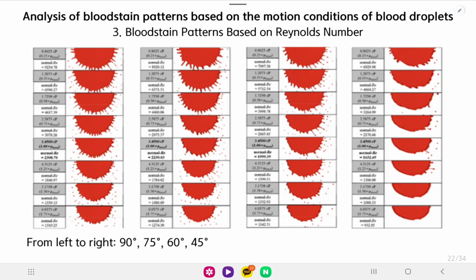Results indicated that lower viscosity led to greater spreading of bloodstains, showing a direct correlation between Rayleigh numbers and stain size. However, the occurrence of finger effects remained relatively constant across different Rayleigh number values. Notably, at an impact angle of 45 degrees, splashing did not occur at lower Rayleigh number values, meaning no finger effects were observed.